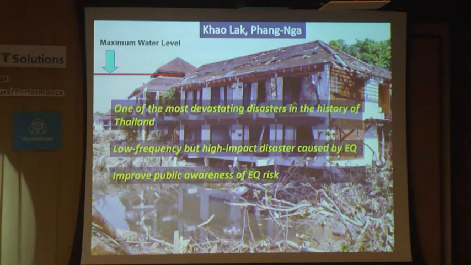It shows an important characteristic of earthquake disaster. It's low frequency of occurrence, or we call long return period. But although the frequency is low, but it is possible to create a very high impact, like this one. And we may not have it again in the next 100 years. But when it occurs, it will create a very high loss and high impact.